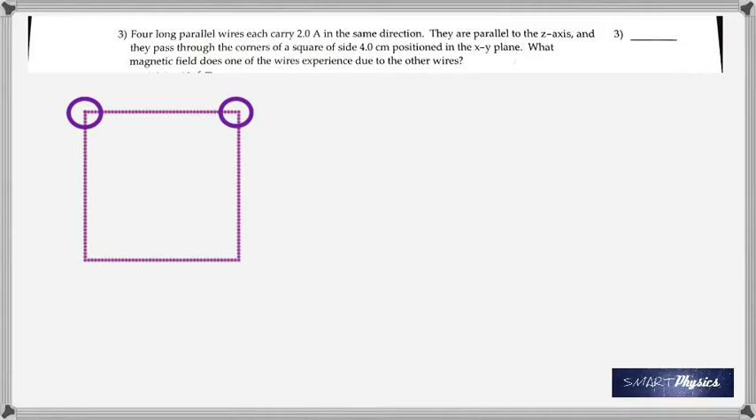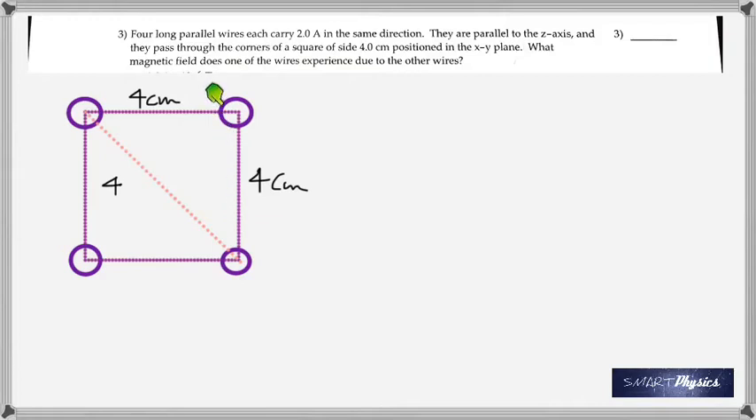In this third question, you have 4 long parallel wires, each carrying 2 amperes in the same direction. And I'm assuming that all those currents are out of the screen. And the distance is 4 centimeters. And let's try to find the magnetic field at this point.